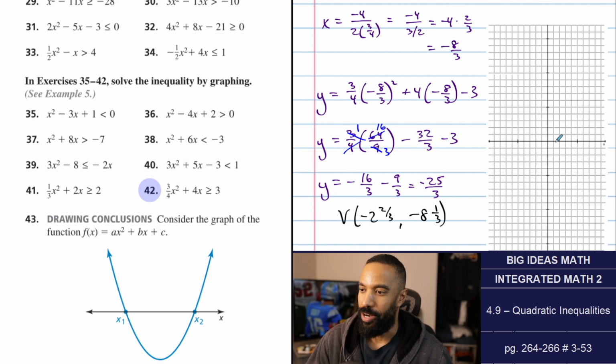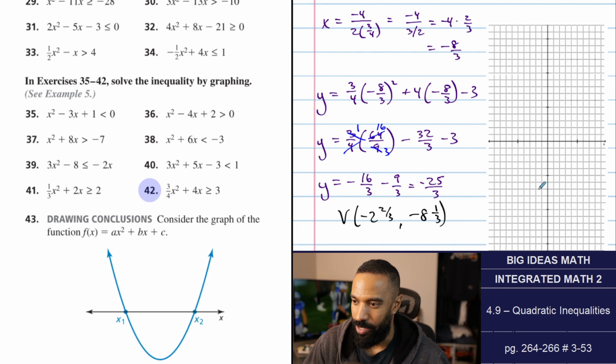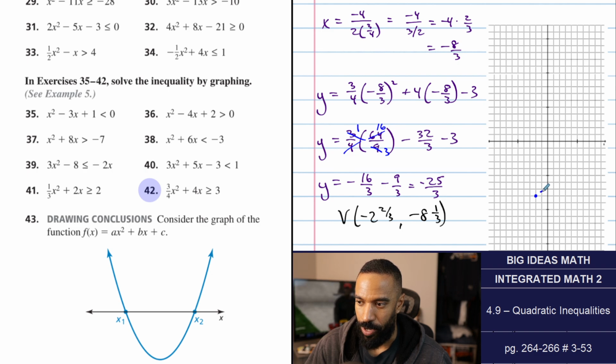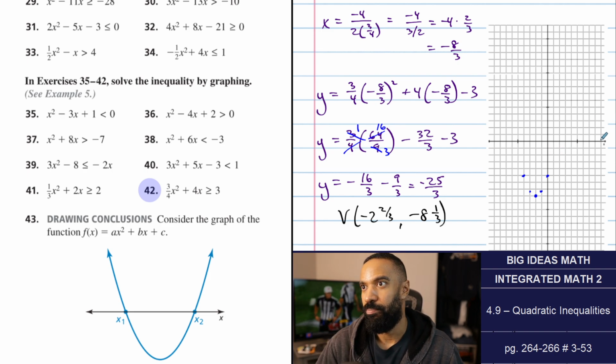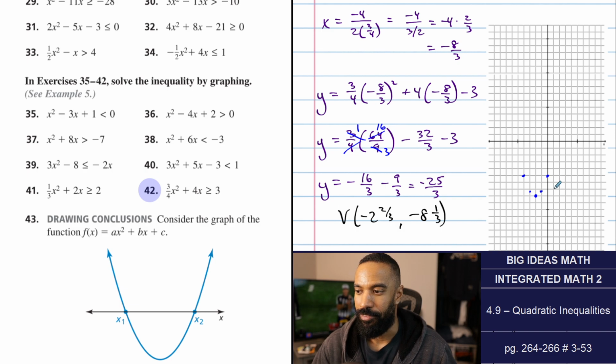So I'll start at negative 2, negative 8. And my stretch factor is kind of weird too, right? It's 3/4. Over 1 up 3/4 of 1. Over 2 up 3/4 of 4. That's 3. 3/4 of 9. Oh, I'm going to have trouble with some of these actually. Is 6.75.